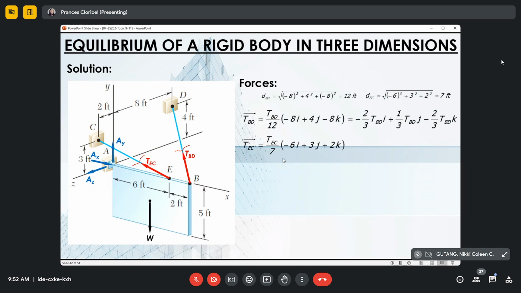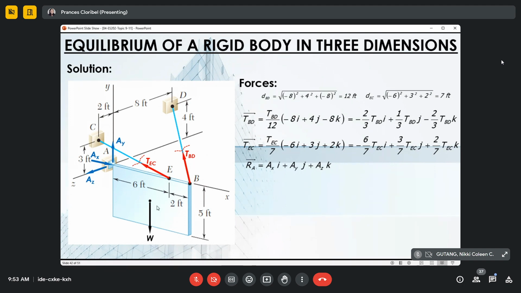Next, for our tension EC, we have the magnitude over the diagonal distance times x, y, and z. Simplify, we have negative 6/7 T_EC i plus 3/7 T_EC j plus 2/7 T_EC k. Next, we have our force vector for our reaction at A. Since these are the components of the reaction at A, the force vector would be A_x i plus A_y j plus A_z k.